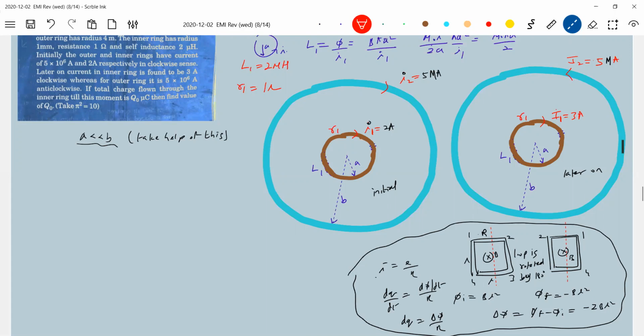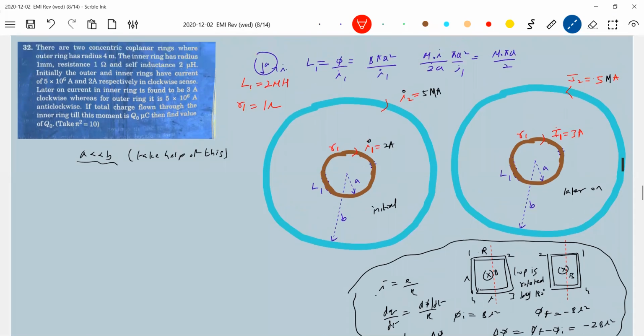The answer is Q naught, 3 microcoulomb. 3. Okay, 3 microcoulomb.